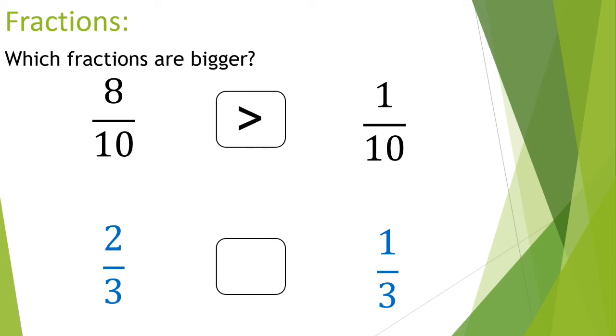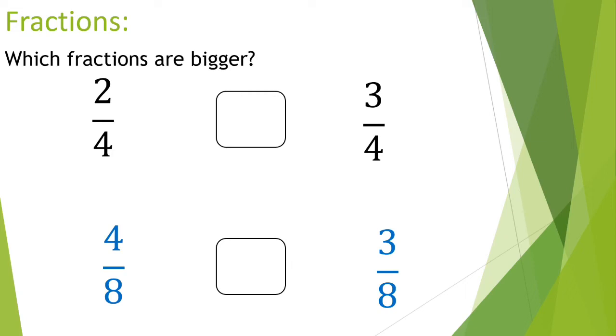And then if we look at the blue questions at the bottom, the blue fractions, both have 3 as a denominator. So again, we need to be comparing the numerators. And we can see that 2/3 is bigger than 1/3. So we just need to put that symbol in to show that on that one.